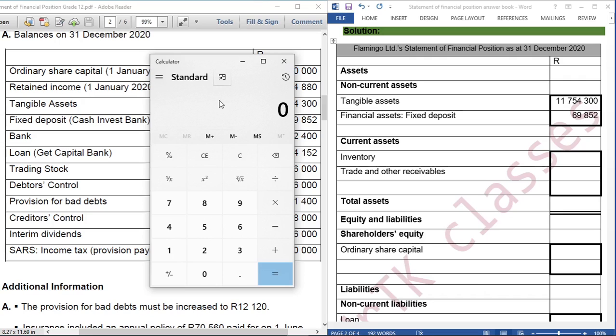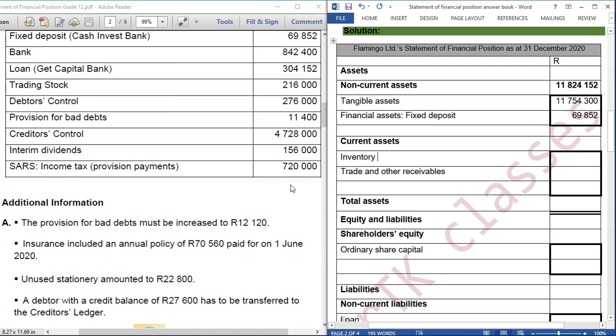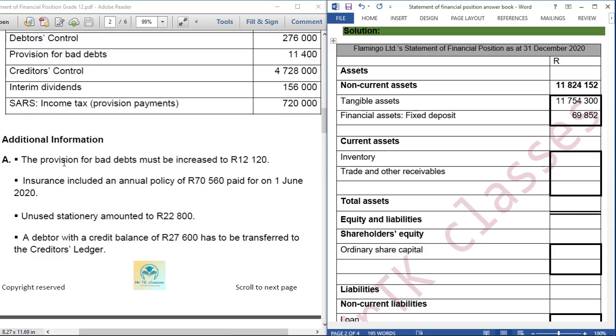Right, then let us add 11,754,300 plus 69,852. We are going to get 11,824,152. Right, now we move on to our current assets, inventory. All right, trading stock. Let us go through our additional information. Okay. All right, unused stationery amounted to 22,800.